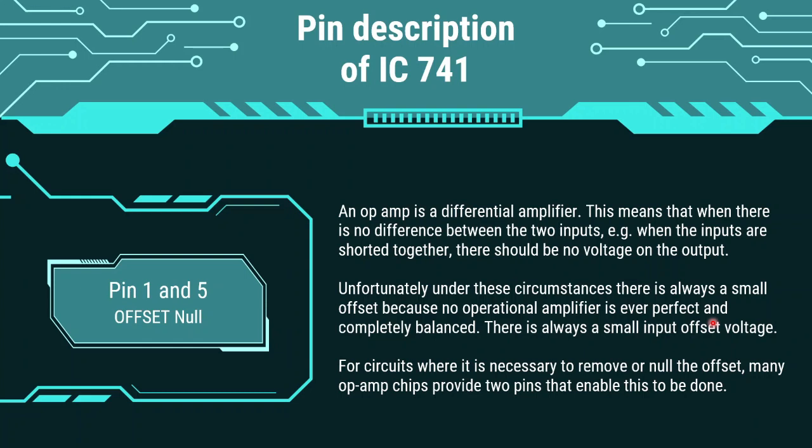So, to make the voltages exactly equal, you apply the same voltage to the input pins and place a potentiometer on one of the pins and change the resistance until the output is 0. For circuits where it is necessary to remove or null the offset, many op-amp chips provide 2 pins that enable this to be done.